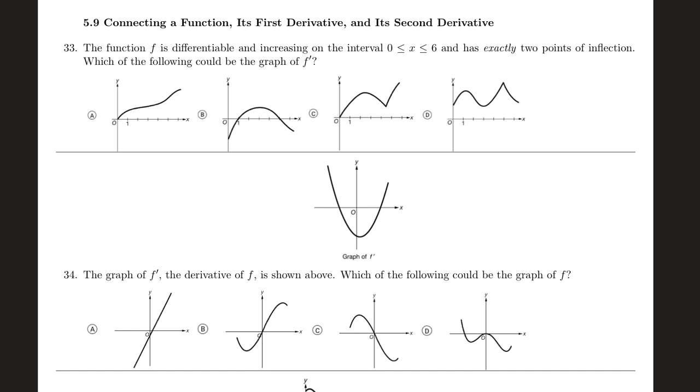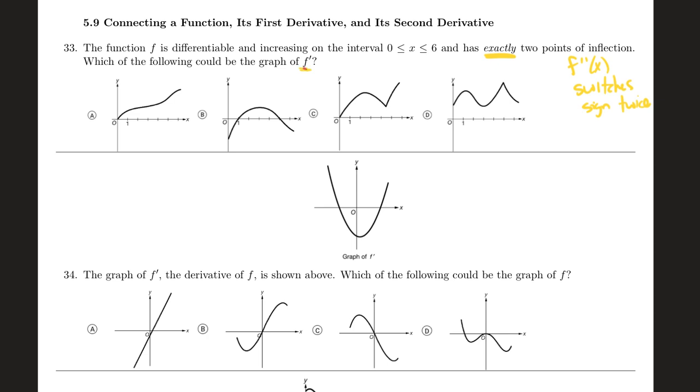The function f is differentiable and increasing on the interval [0, 6], and has exactly 2 points of inflection. Which of the following could be the graph of f prime? Points of inflection means the second derivative changes sign. But we're looking at the graph of f prime, which has to do with increasing and decreasing. If there are 2 points of inflection, that means f double prime switches sign twice.